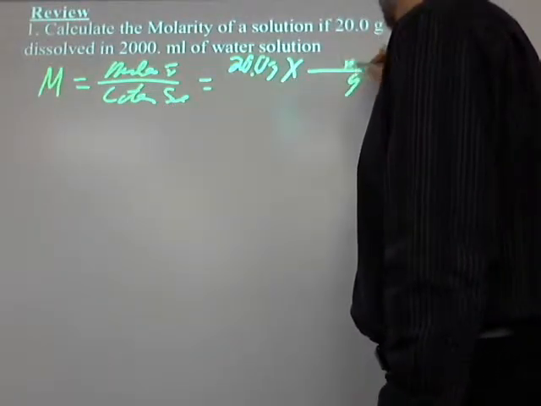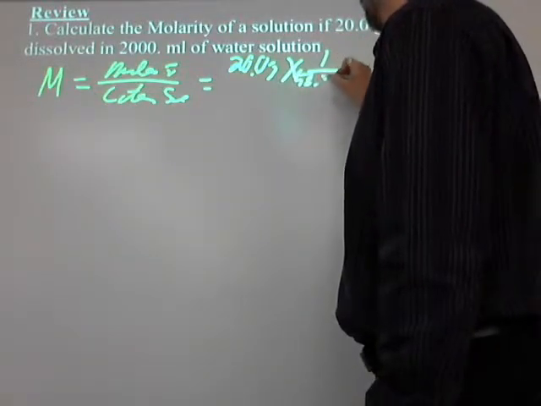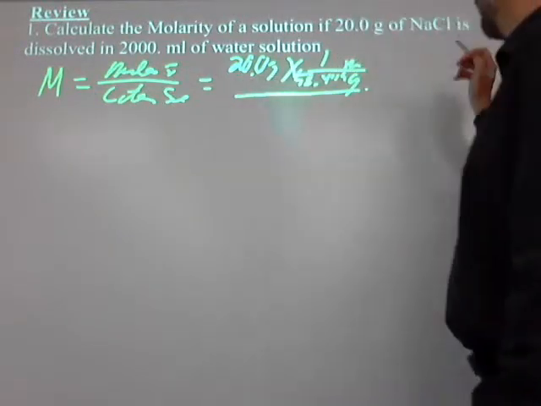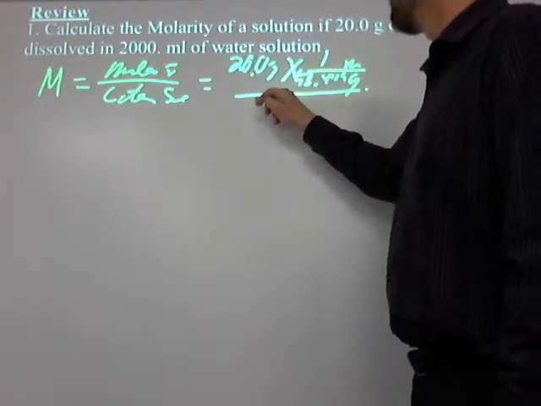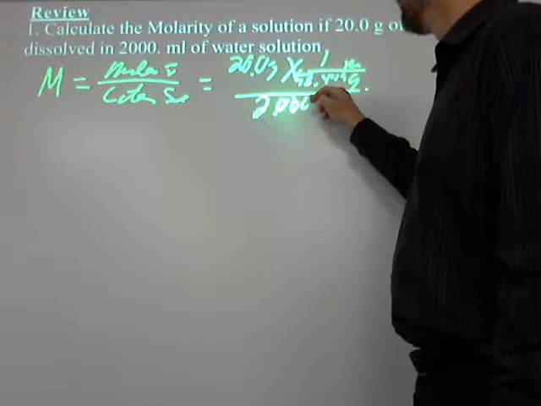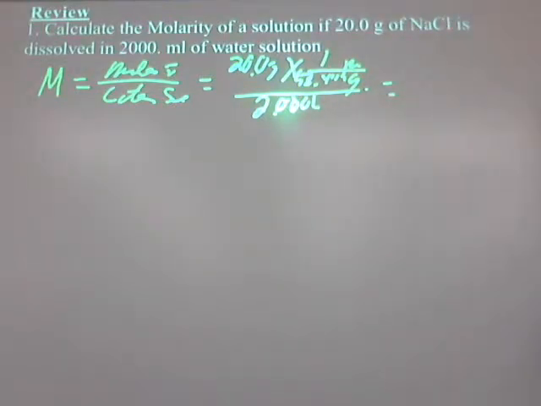Convert it from grams to moles. 1 mole contains 58.443 grams. You get that by adding up Na and Cl. You'll probably get something bigger than that on the test. 2,000 milliliters is 2.000 liters. Do the math for that. What do you get? 0.171 molar. That's it. There'll be one that easy on the test, I'm sure.